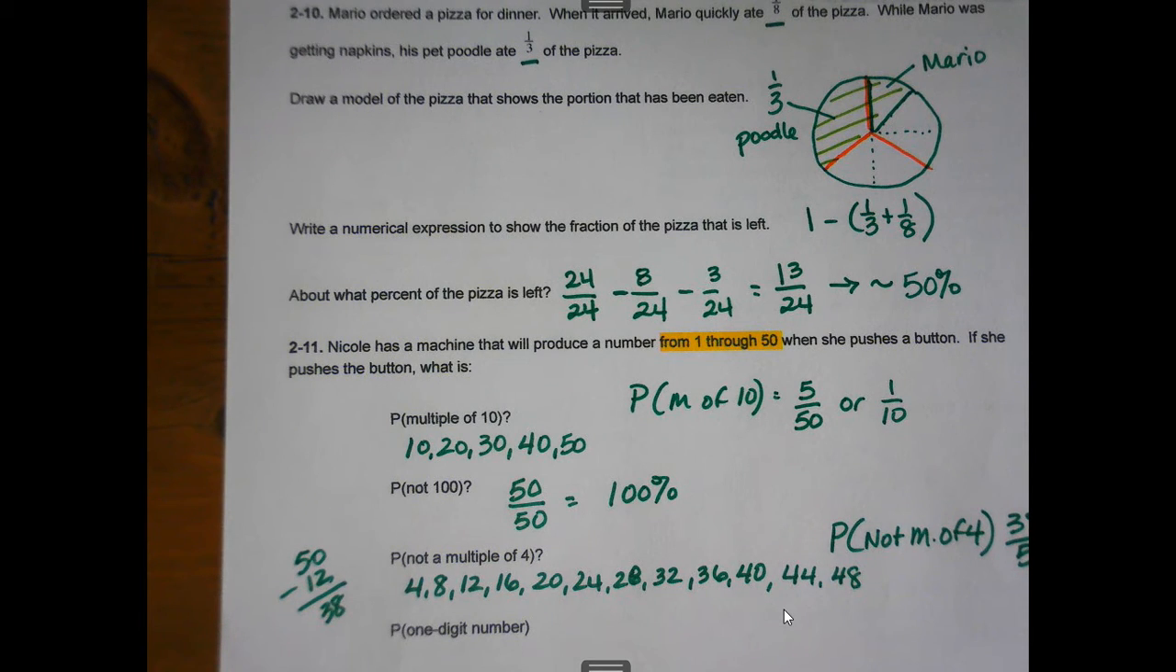And the probability that it is a one-digit number. One-digit numbers, 1, 2, 3, 4, 5, 6, 7, 8, 9. So the probability it's going to be a one-digit number is 9 out of 50. Let's do that like we did the others. Probability that it is not a one-digit number is 41 out of 50.